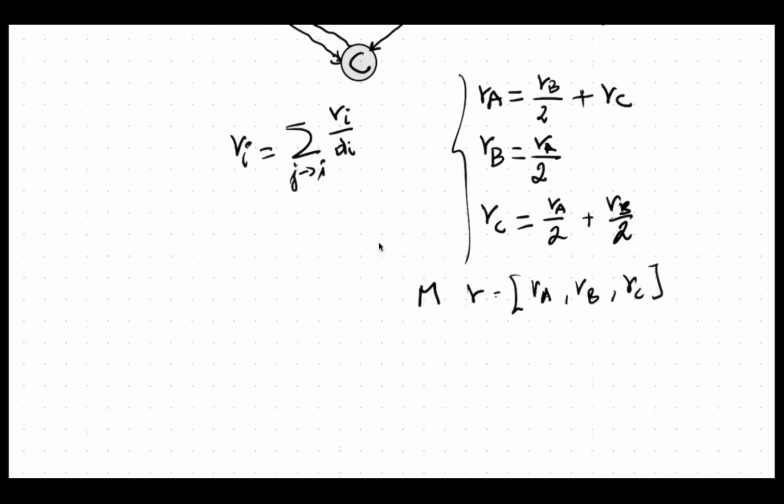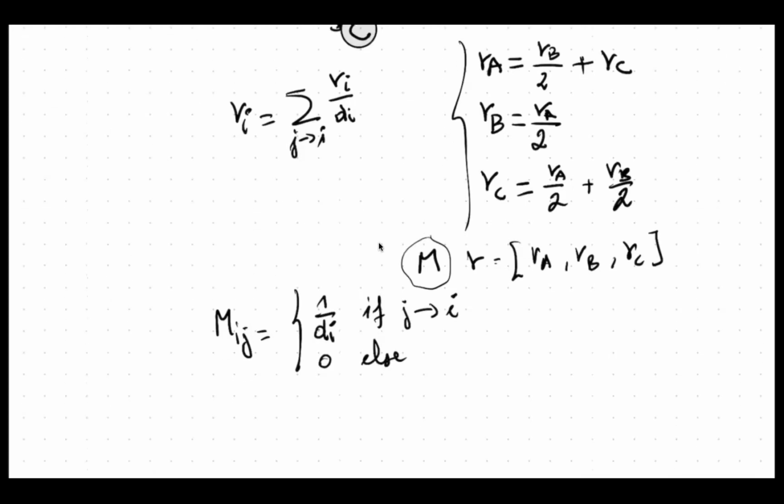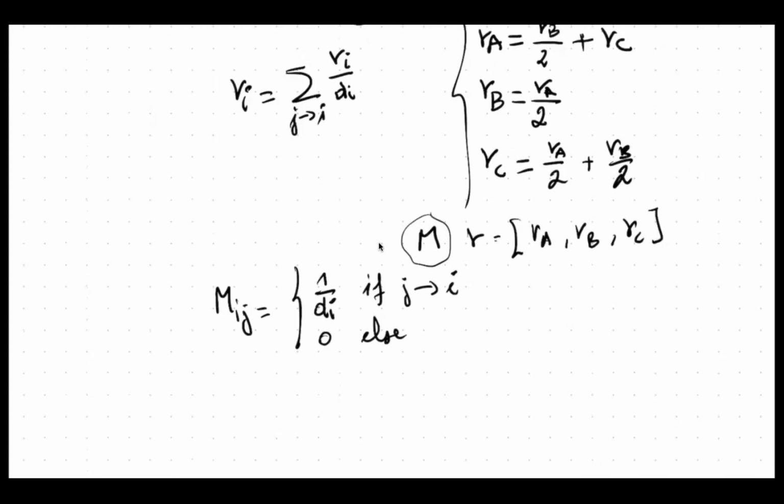And then we can represent the matrix M as the adjacency matrix. So where we have M_IG is equal to 1 divided by the out degree of G if there is a link from G to I, and 0 else, right? So this means that we can rewrite this as R = MR. But what is M in this case?